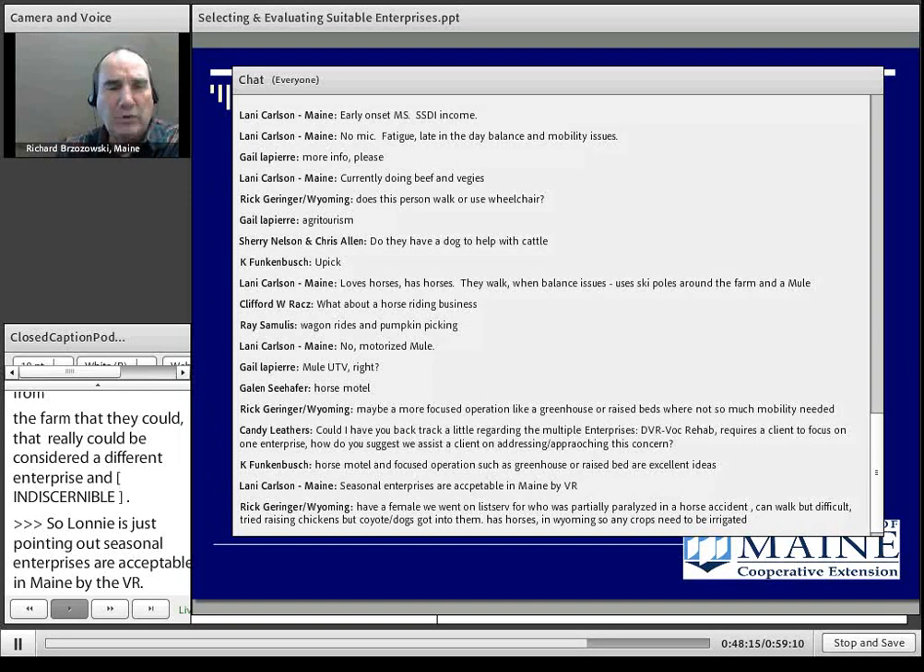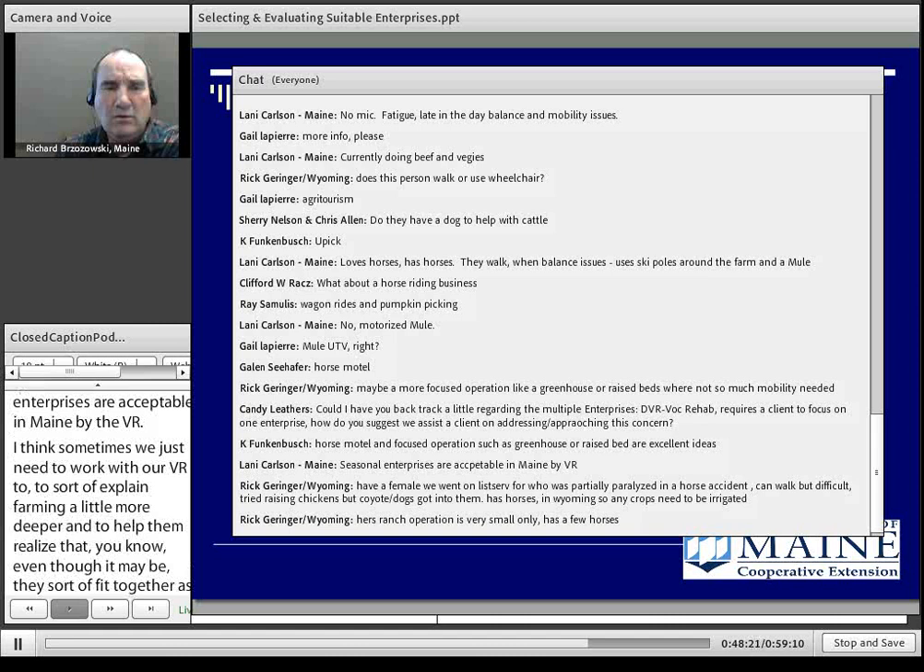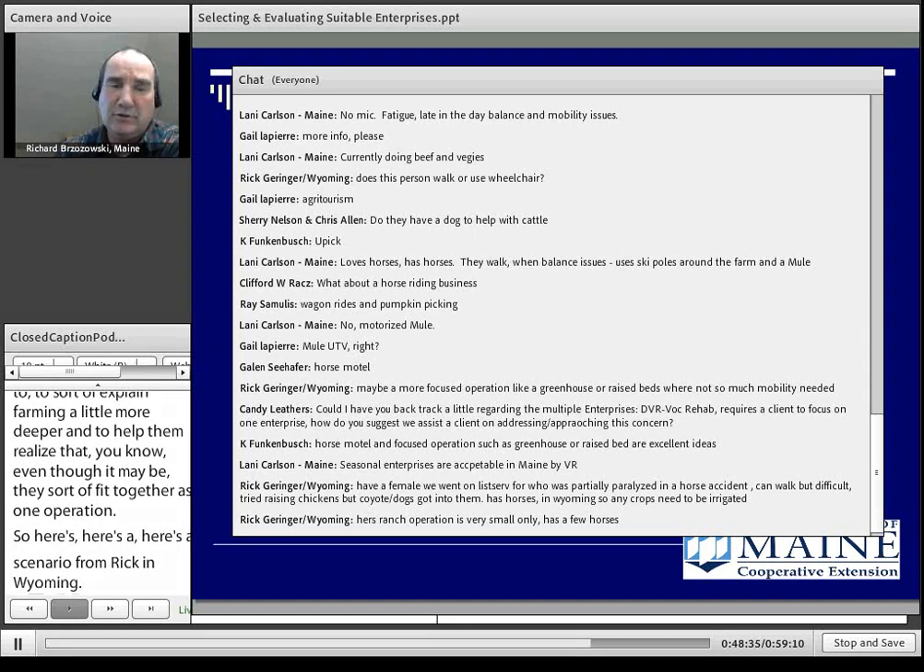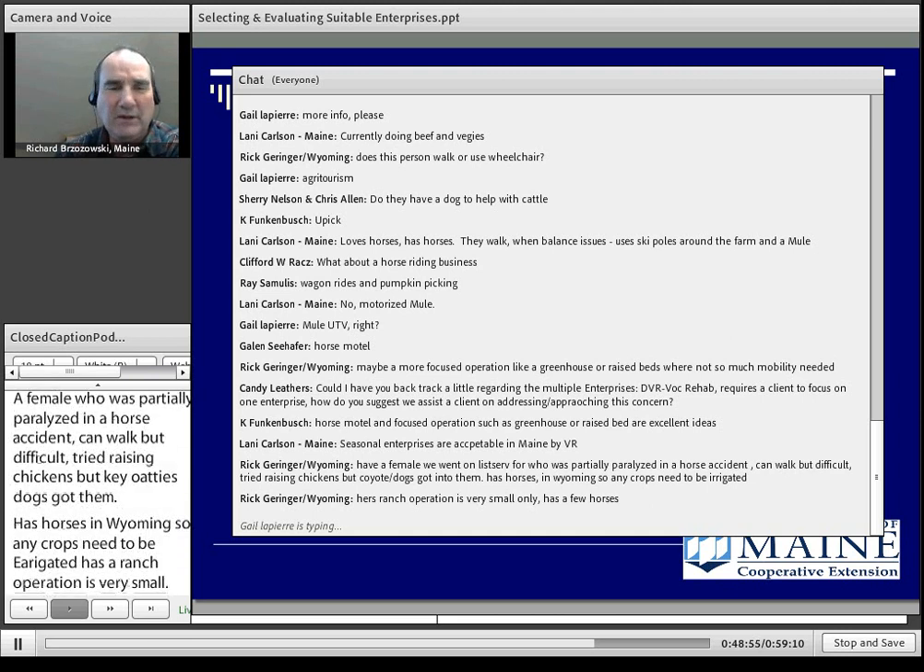So here's a scenario from Rick in Wyoming. A female who was partially paralyzed in a horse accident can walk, but with difficulty. Tried raising chickens, but the coyotes and dogs got them. Has horses in Wyoming, so any crops need to be irrigated. So it's a ranch operation, but very small. She has a few horses. So just from the information you have from Rick, this woman in Wyoming, what would you suggest? Sounds like vegetables couldn't be part of the plan. It has to be something different.